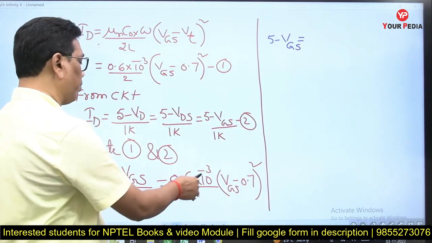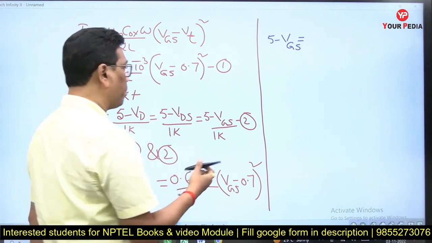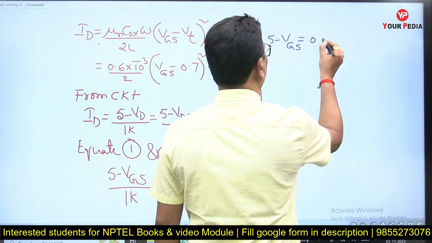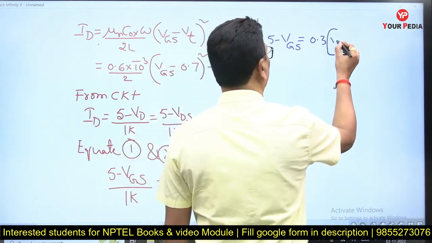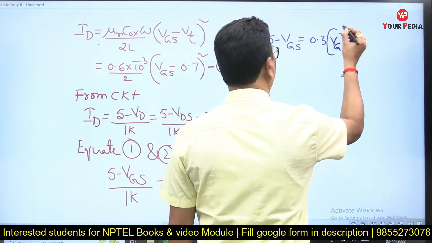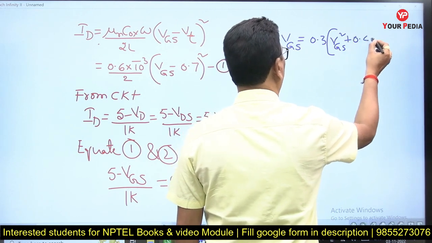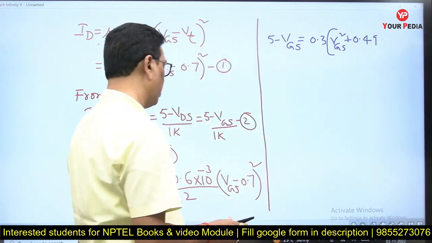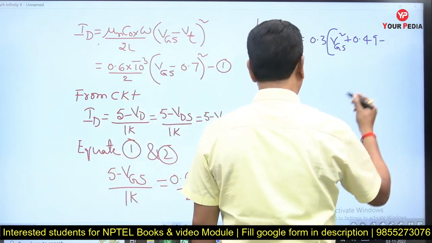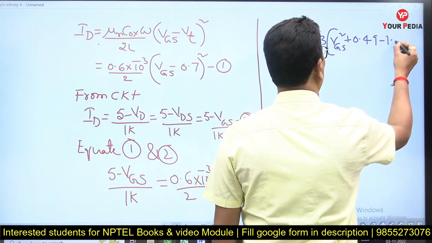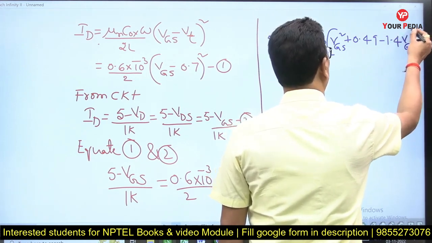taking 1K that side, 10 power minus 3, 10 cube cancelled. That is 0.6 by 2 becomes 0.3. Now I can expand (a minus b) whole square, that is VGS square plus 0.7 whole square becomes 0.49, minus 2ab, this is 1.4 VGS.